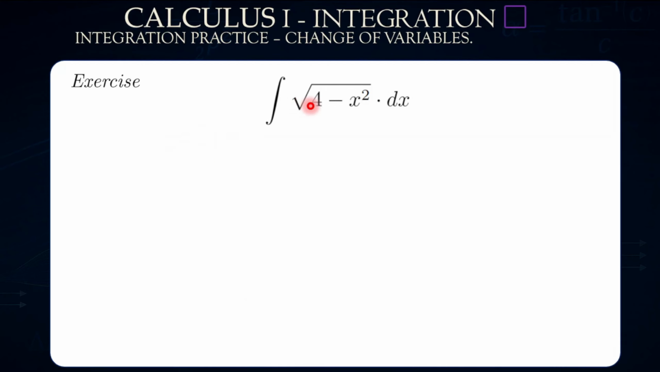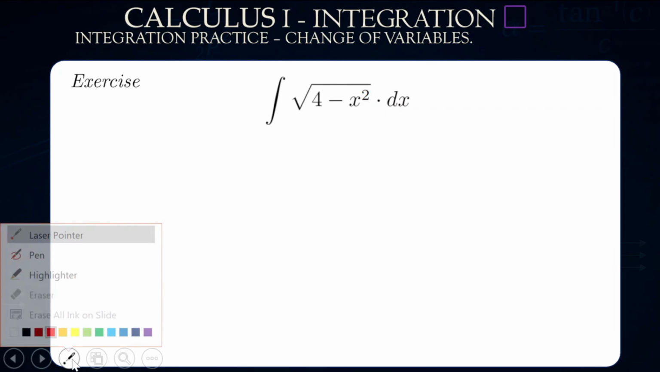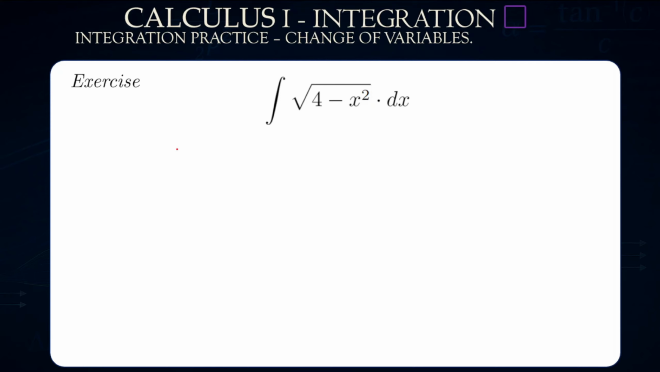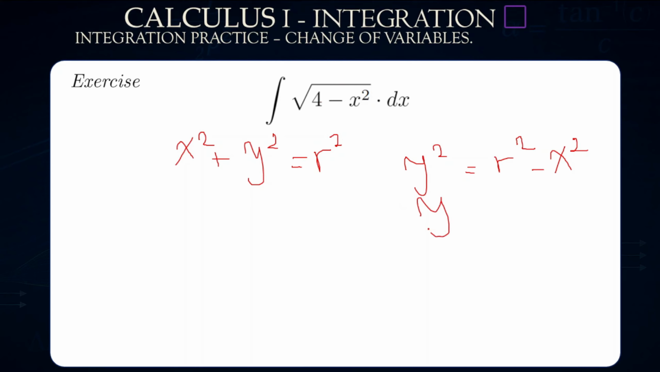Integral of the square root of 4 minus x² dx. Here what you have is a form of a circle, all right? So the circle's equation is, as a review, x² + y² = r², where r is the radius of the circle, and of course x and y are the coordinates. If you move x² to the right-hand side of the equation, you get y² = r² - x². If you notice, r here is equal to 2, since 2 squared gives you 4. So y is equal to the square root of r² - x².